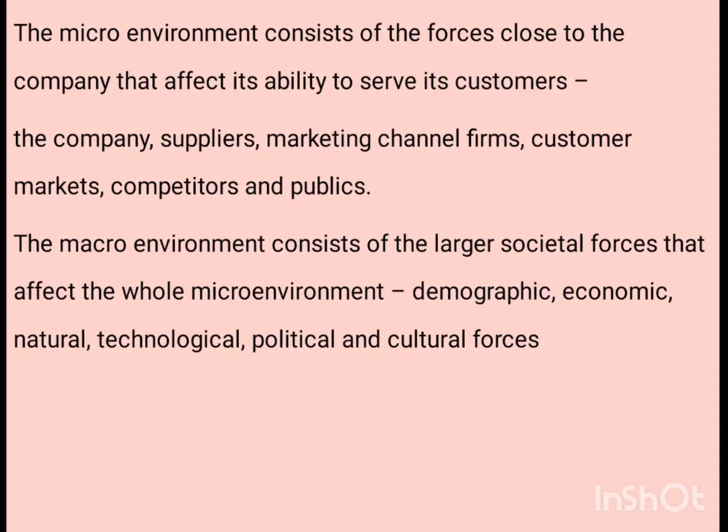So the business environment is a very important aspect for every business, for their survival and for their goodwill, or we can say for their profit earning purpose.